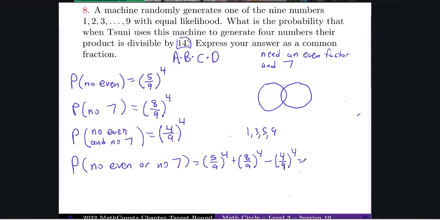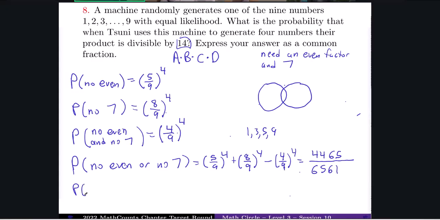Now, this is something a calculator is going to be your friend on. This is not easy to do in your head. So if you plug this in, my denominator, all these things are going to have a 9 to the 4th power. My numerator here, I have 5 to the 4th plus 8 to the 4th minus 4 to the 4th, which happens to be 4,465. And I plugged this into my calculator before this session.